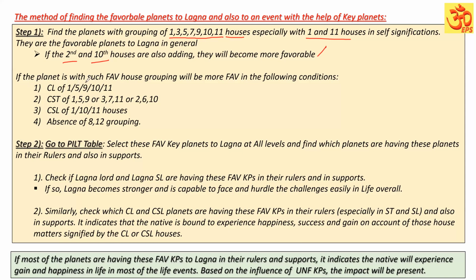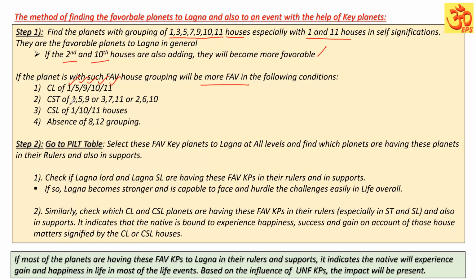If the planet is with such a favorable house grouping, it will be more favorable in the following conditions. As we discussed for the unfavorable, under what conditions will the favorable key planets be stronger? If those key planets are cuspal lord for 1, 5, 9 or 10 or 11, it means that planet is in the source being the owner of the Lagna, 5th Lord, 9th Lord, 10th Lord, 11th Lord, and also having this favorable grouping in self-signification, that planet has become a strong, favorable key planet of the Lagna.